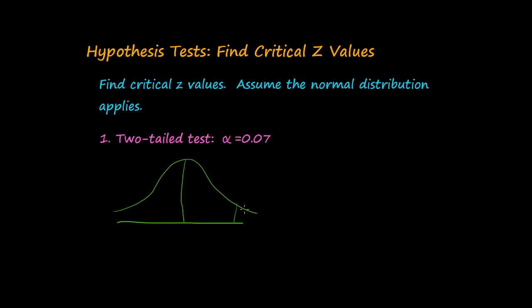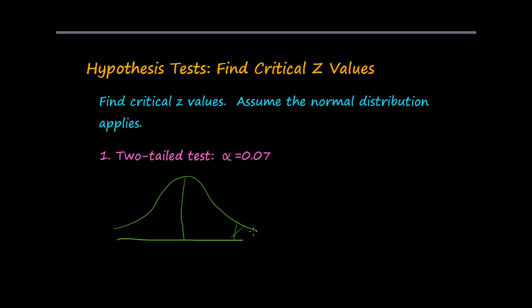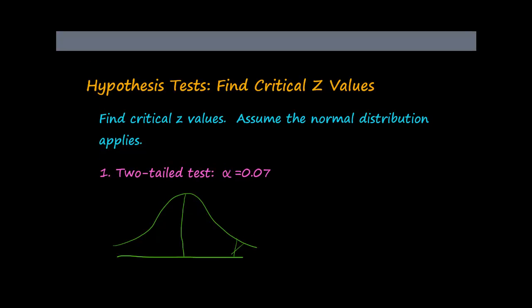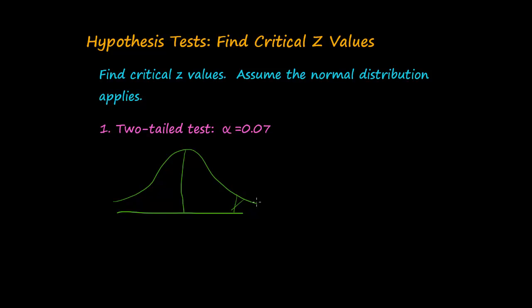Two-tailed test means that we have a critical value on both ends, on either tail, and we split our alpha, so this is alpha over 2, or 0.035. That's the area on the right tail, and the area on the left tail is the same, alpha over 2, or 0.07 over 2, or 0.035.